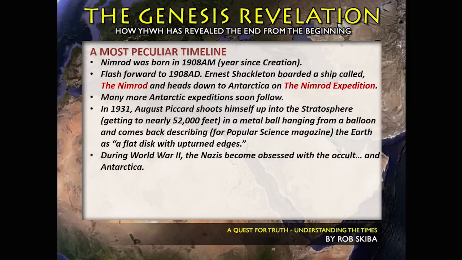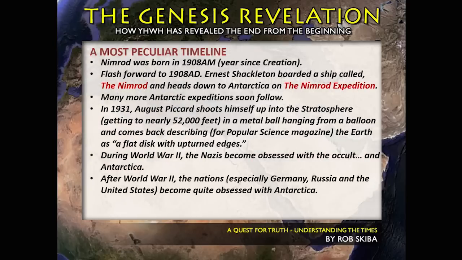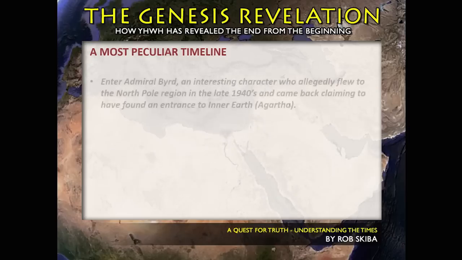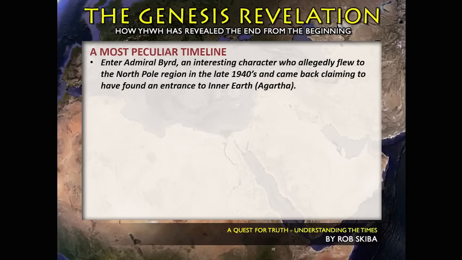Interesting. During World War II, the Nazis become obsessed with the occult and Antarctica. After World War II, the nations, especially Germany, Russia, and the United States, become quite obsessed with Antarctica. Enter Admiral Byrd. He's an interesting character who allegedly flew to the North Pole region in the late 1940s, and he came back claiming to have found an entrance to Inner Earth, Agartha.